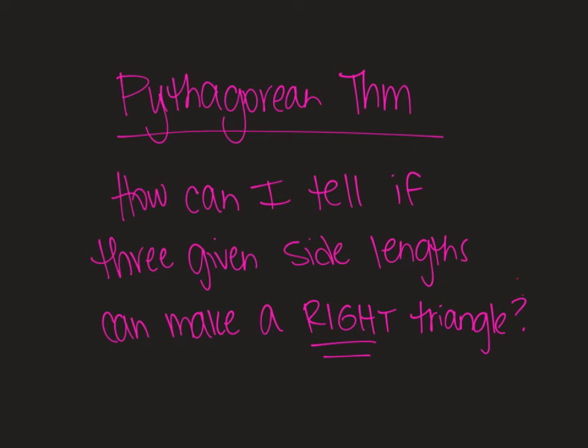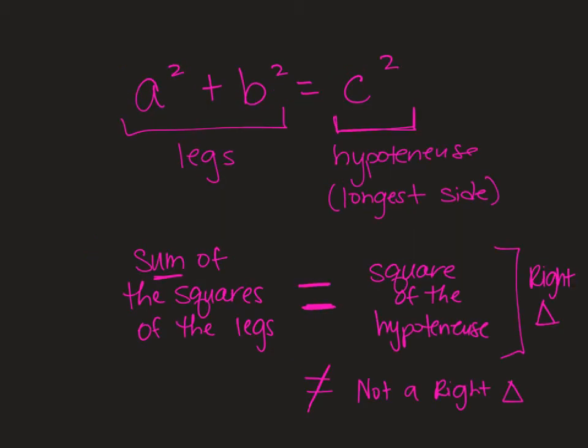Okay, so today we're working on the Pythagorean theorem again. Today we're going to focus on how I can tell if three given side lengths can make a right triangle. We're going to use the Pythagorean theorem, a squared plus b squared equals c squared, obviously. Let's look at the next slide.